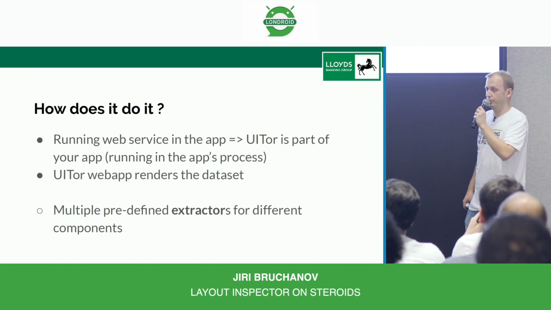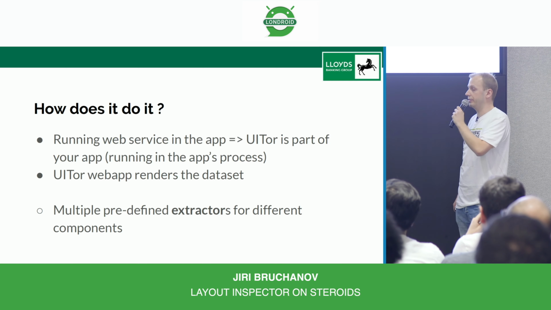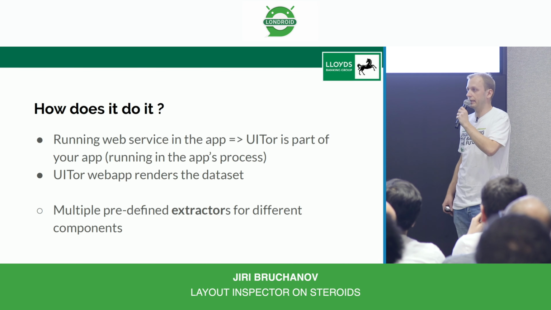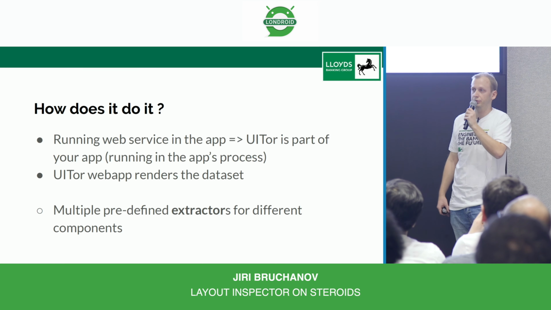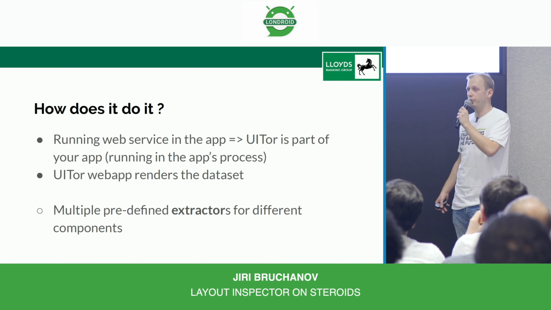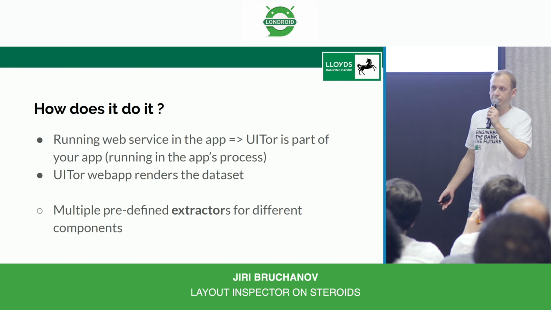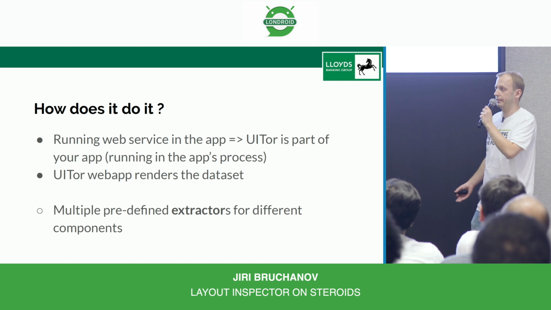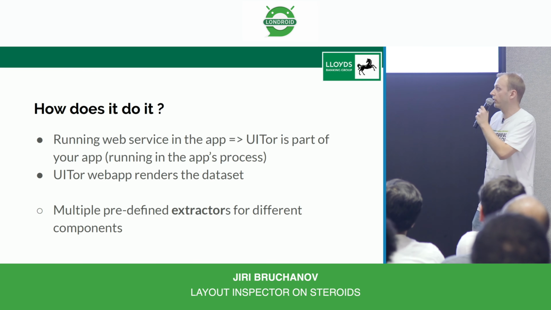The UI Tour has multiple predefined extractors, which are basically classes which take instances of, let's say, views or activities. It gets the data, public properties, and transforms them into something that might be useful for you. So for example, let's say a view's visibility. It's an integer, but it's not that easy to understand just a value. So it takes the value and translates it into visible, invisible, or gone, something more human readable.